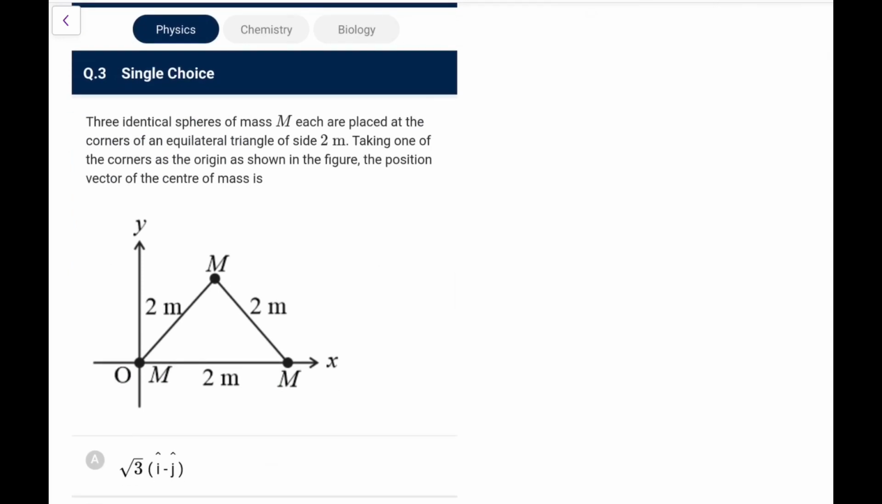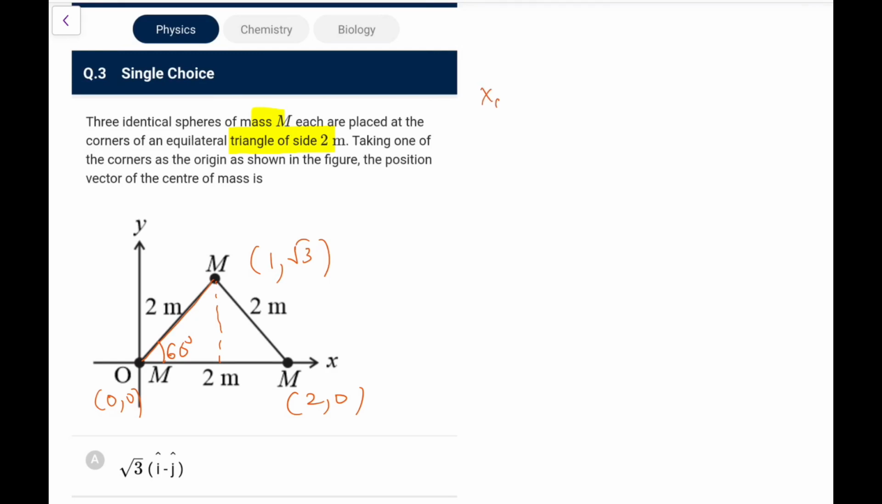Next, 3 identical spheres of mass m each are placed at the corners of an equilateral triangle of side 2 meters. Taking one of the corners as origin, the position vector of the CM is? Here the coordinate is 0, 0. Here you can write 2, 0, and here, because of the symmetry, the x coordinate would be 1 and the y coordinate would be 2 sin 60. 2 sin 60 will give you root 3 meters. So you got the coordinates.